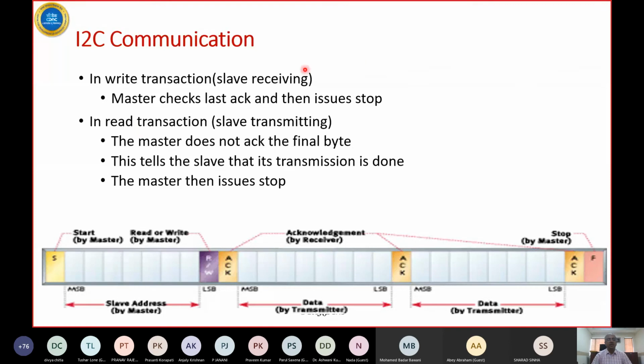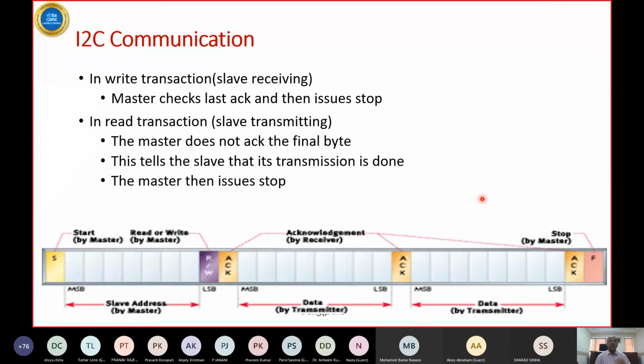So a typical communication is like this: the master sends the start, then it sends 7 bits which give the slave address. Then the 8th bit tells whether it's read or write. The slave acknowledges it. Suppose it is a write transmission. In the next byte, the data will be written by the master. Who will give the acknowledgement? The receiver. So it will keep sending the data, and finally there will be a stop bit. Okay.